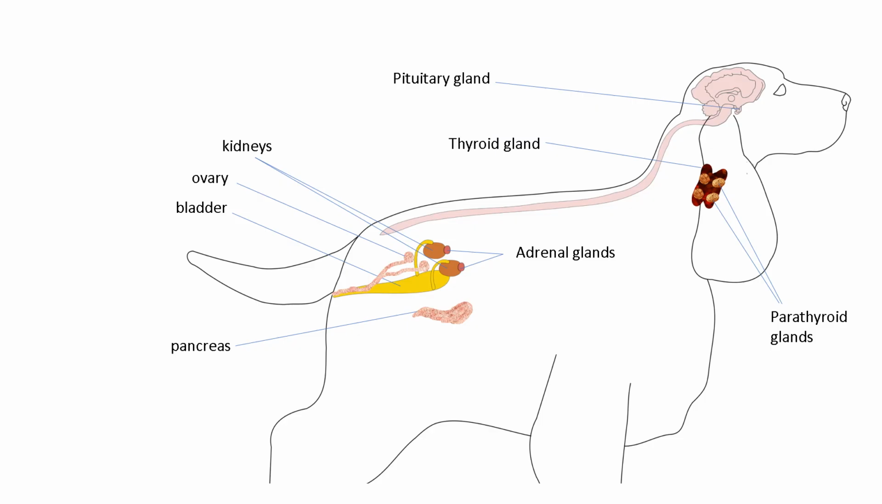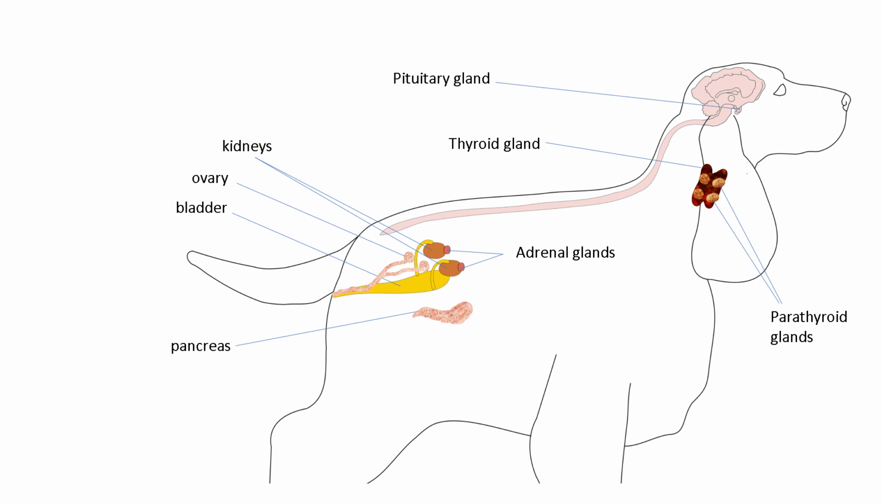The canine endocrine system is a complex network of glands that produce hormones to regulate essential bodily functions, including metabolism, growth, reproduction, and stress responses. Key glands include the pituitary gland, often referred to as the master gland, which controls other endocrine glands and releases hormones like growth hormones. The thyroid gland regulates metabolism through the production of thyroxine, while the parathyroid glands help maintain calcium balance. The adrenal glands produce cortisol and adrenaline, which are crucial for stress response and energy regulation.